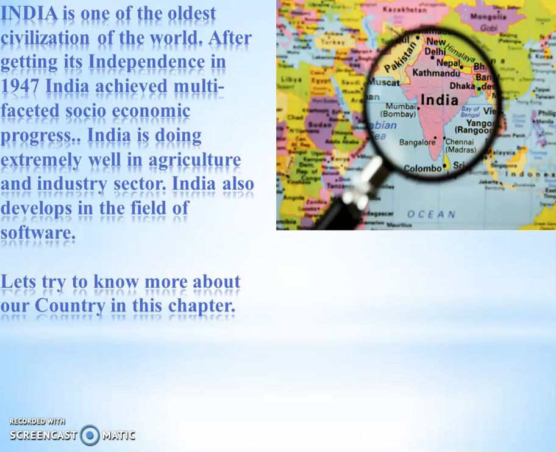Now, some basic things about India. India is one of the oldest civilizations of the world. After getting its independence in 1947, India achieved multifaceted socio-economic progress. India is doing extremely well in the field of agriculture and industrial sector. India is also developed in the fields of software. India is known as software giant in the world. Let's try to know more about the country.